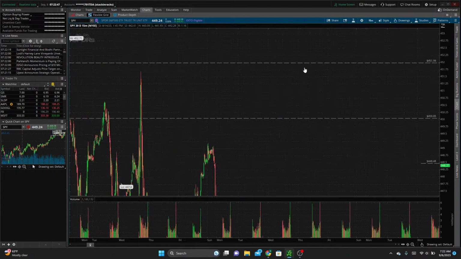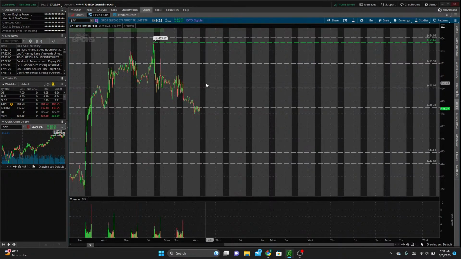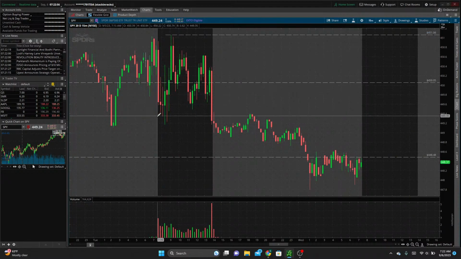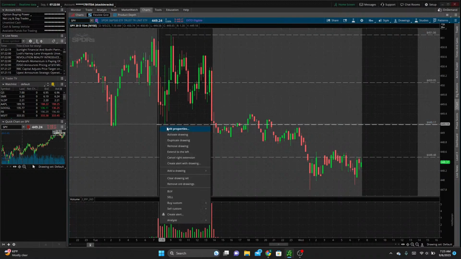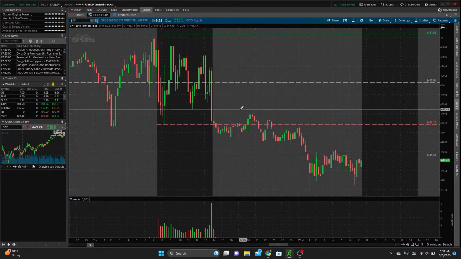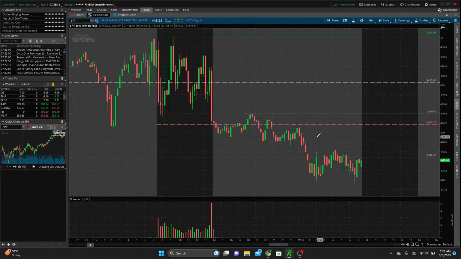I'll pop over to the 15-minute real quick just for a few things. We have the high of yesterday. We got the low of yesterday. We're going to adjust those accordingly. There we go. We got the high of the pre-market right around that 449.5. We got the low of the pre-market down here at 447.8 or so.